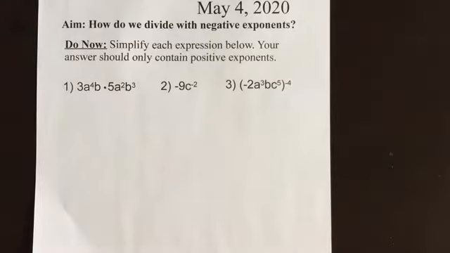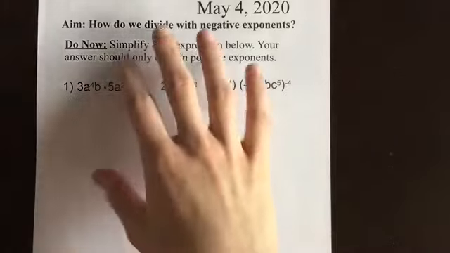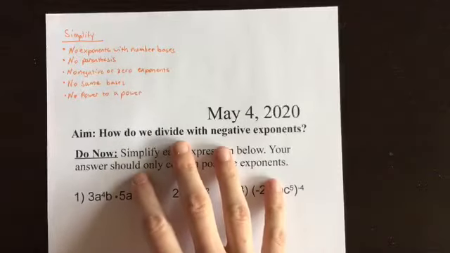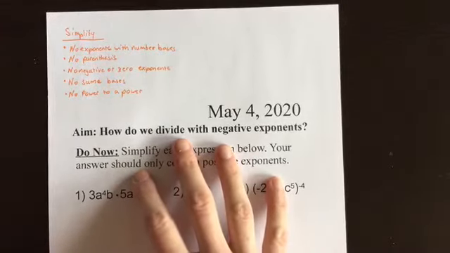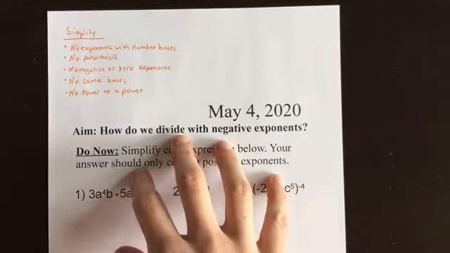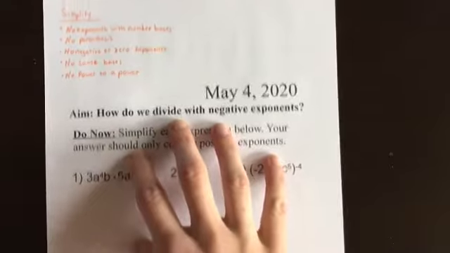We're going to start with our do now where we're reviewing our simplifying. Remember our rules of simplifying: no exponents with number bases, no parentheses, no negative or zero exponents, no same bases, and no power to a power. So let's put it into practice here.